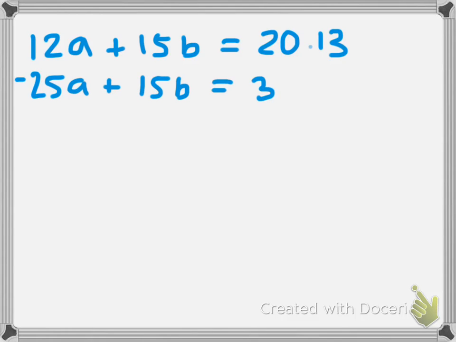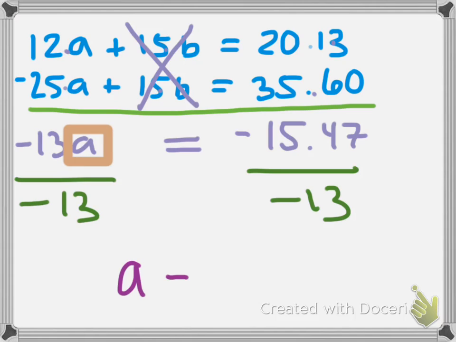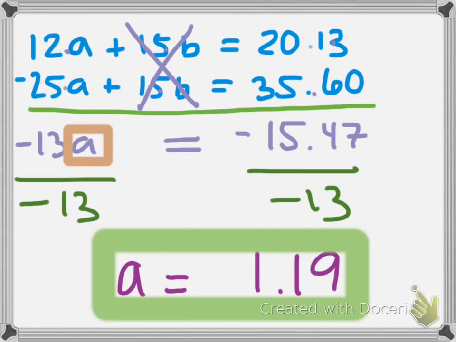12A plus 15B equals 20.13. And negative 25A plus 15B equals 35.60. 15B minus 15B cancels out. That's why you draw an arrow on top of those terms and cancel them out.